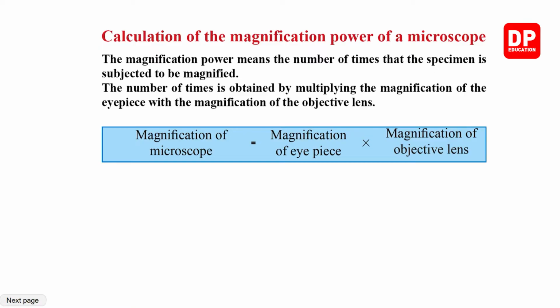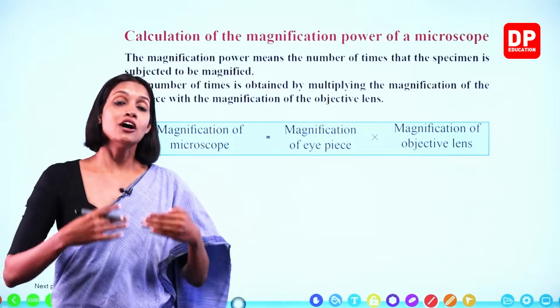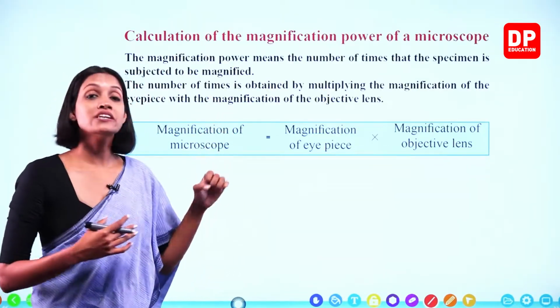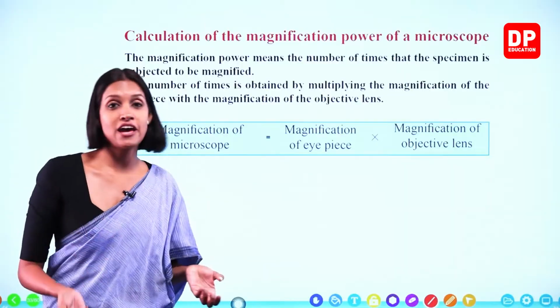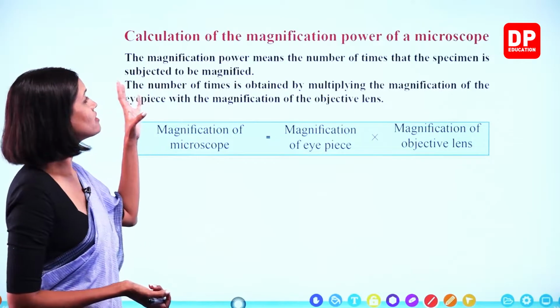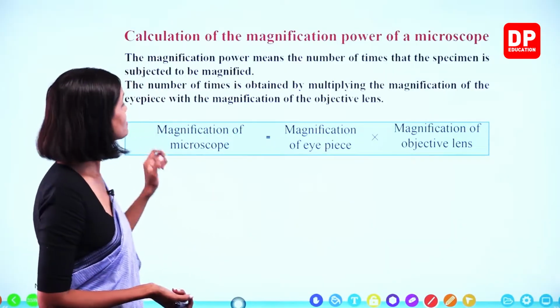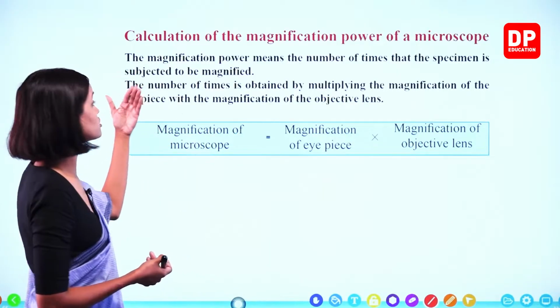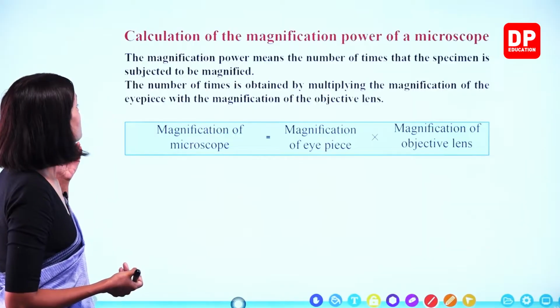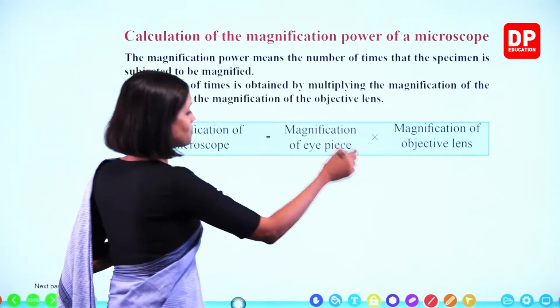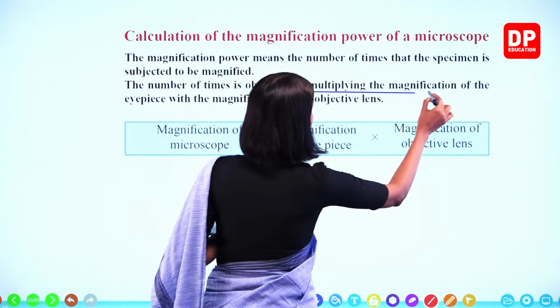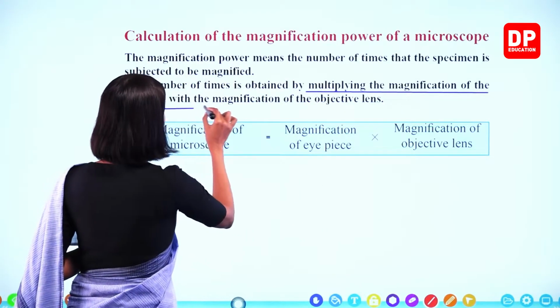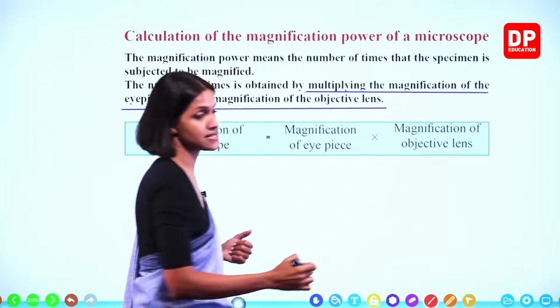Okay. Next topic is calculation of the magnification power of a microscope. Now, what is magnification, children? Magnification means how many times a certain object gets magnified by a microscope or even a hand lens. So, how to calculate the magnification power of a microscope? The magnification power means the number of times that the specimen is magnified. The number of times is obtained by multiplying the magnification of the eyepiece with the magnification of the objective lens.